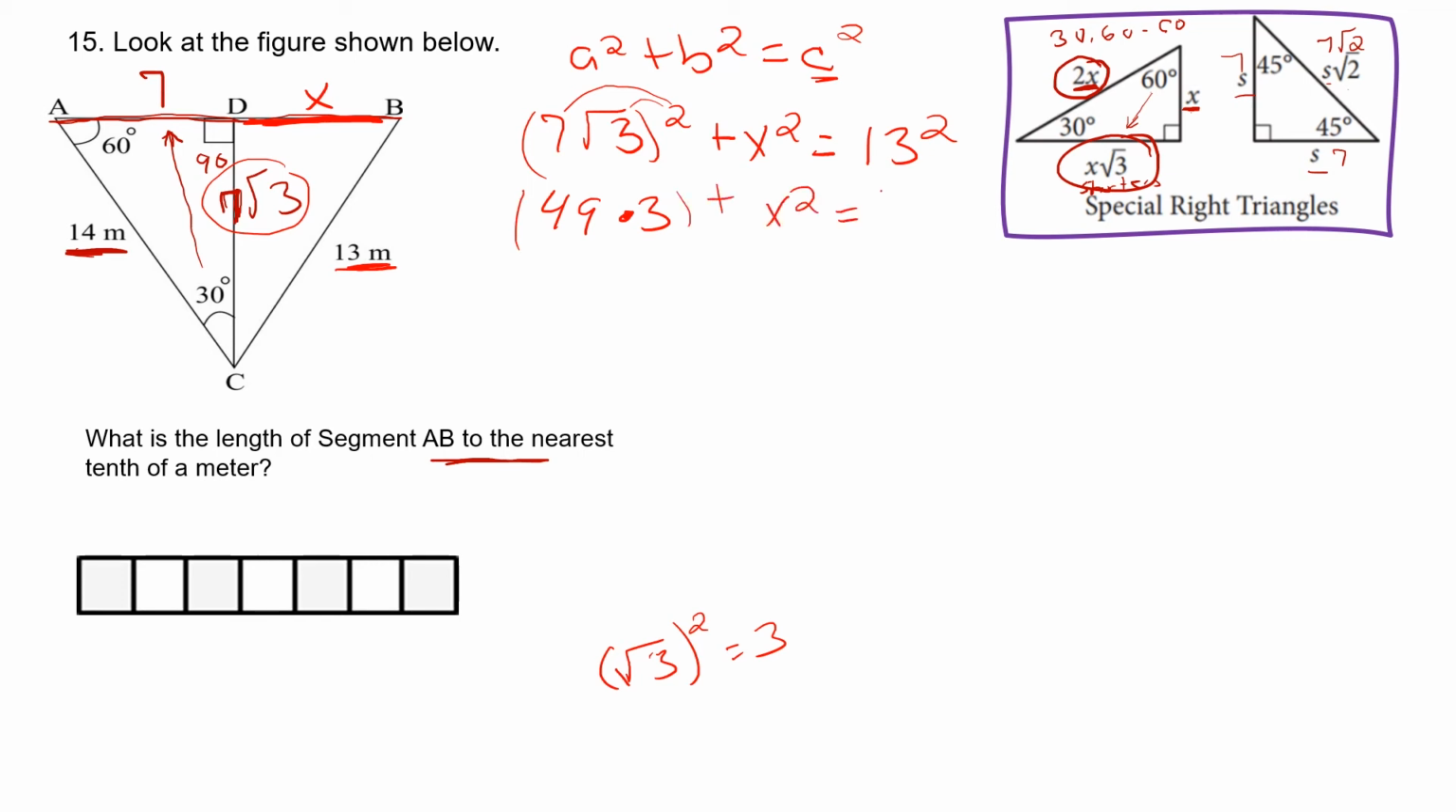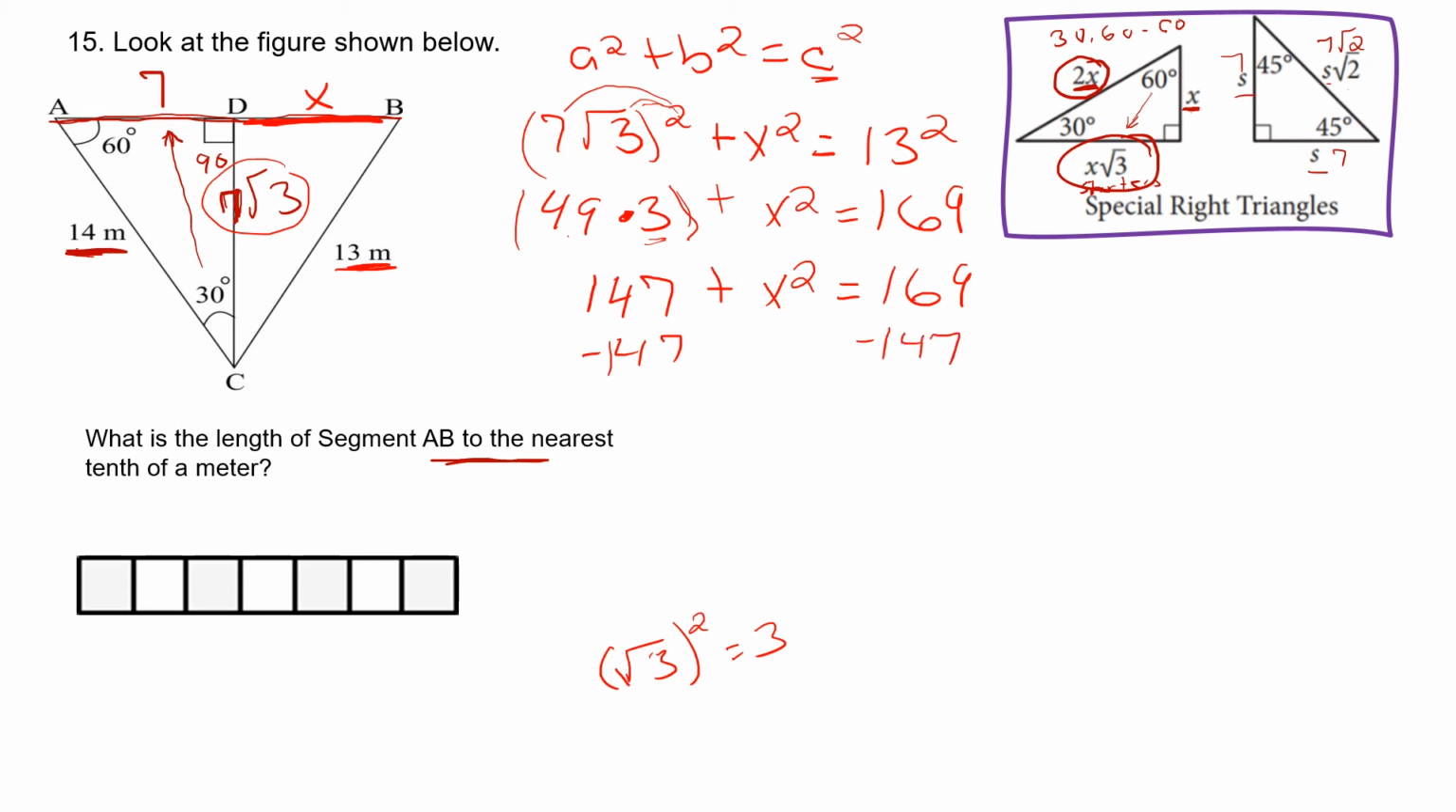13 squared is 169. And 49 times the square root of 3 squared, again, because 7 squared is 49. And the square root of 3 raised to the second power is just 3. It just gets rid of that radical. So 49 times 3 is 147. Now I can subtract that from both sides, the 147.